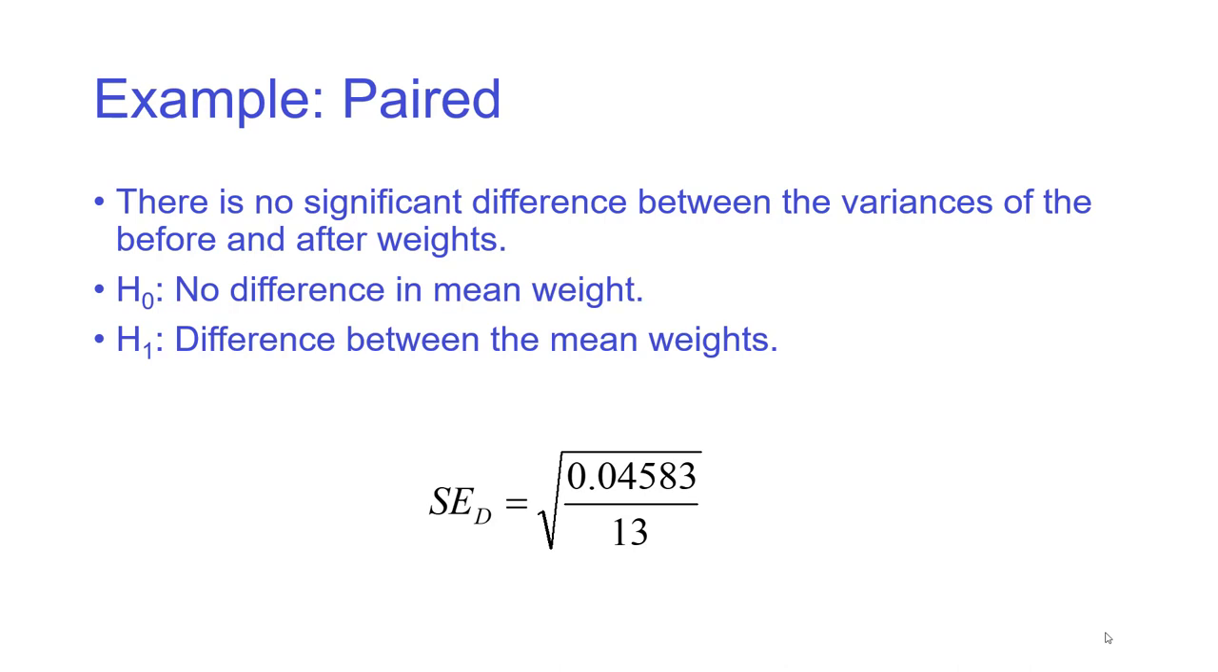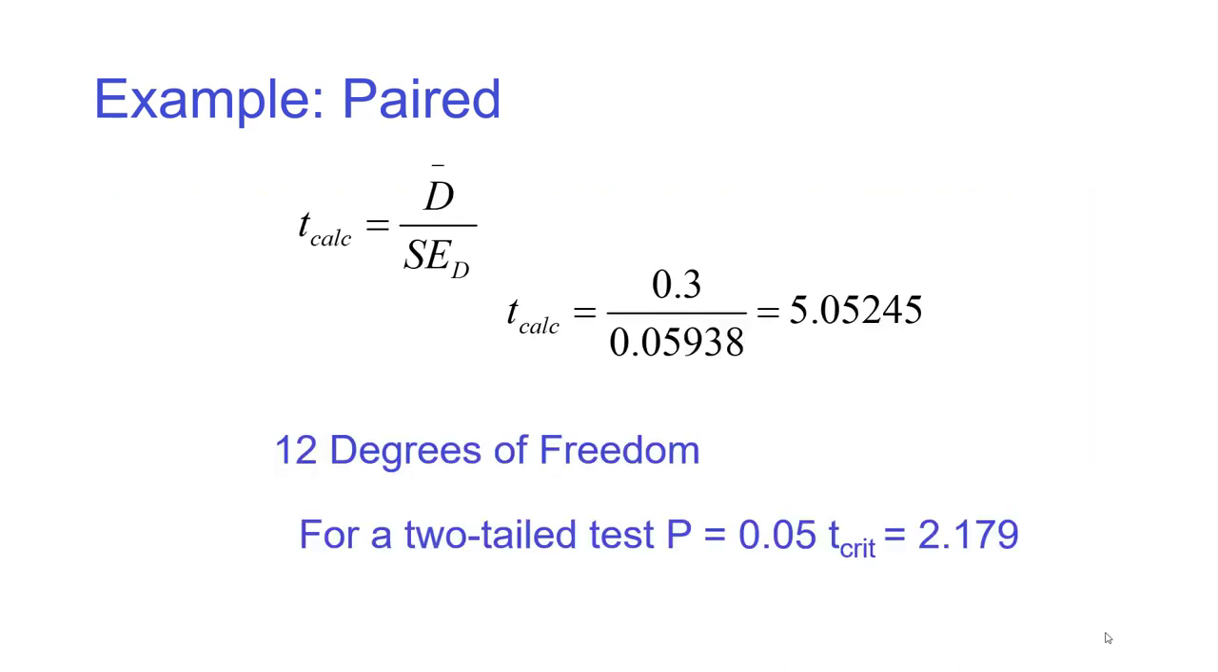So the standard error of the difference ends up being the square root of 0.04583 divided by 13. The calculated t-statistic is the mean of the differences divided by that standard error of the differences, which is 0.3 divided by 0.05938. In this case, the t-statistic turns out to be 5.05245 with 12 degrees of freedom, not the 24 you had before, because of pairing, they're no longer independent of each other. So instead of having 26 data points, we now only have 13, which is reduced by 1 to 12 degrees of freedom.